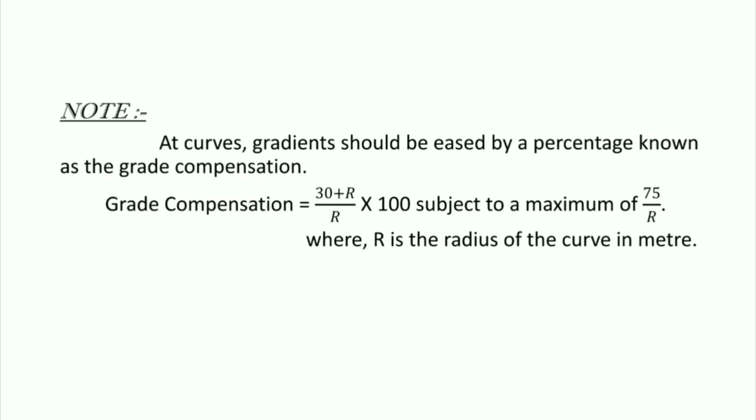It should be noted, what is grade compensation? At curves, gradient should be eased by a percentage, known as grade compensation. Here is the formula. Grade compensation equals (30 + R)/R, subjected to a maximum of 75/R, where R is the radius of curve in meter.